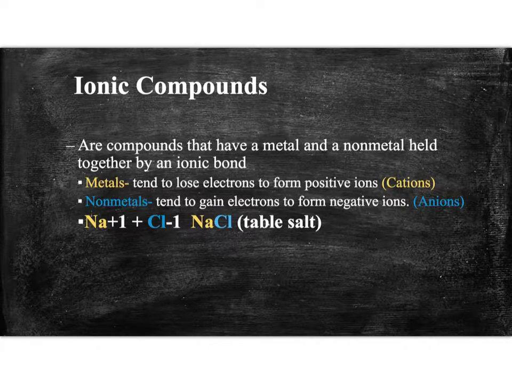So, talking about ionic compounds. Ionic compounds are compounds that basically have a metal and a nonmetal held together by an ionic bond. Metals tend to lose electrons to form positive ions, and remember, positive ions are called cations, PC. And nonmetals tend to gain electrons and form negative ions, which are called anions. All right, AN, anion, negative. And this is just an example of Na, sodium, and chloride, and that makes table salt.